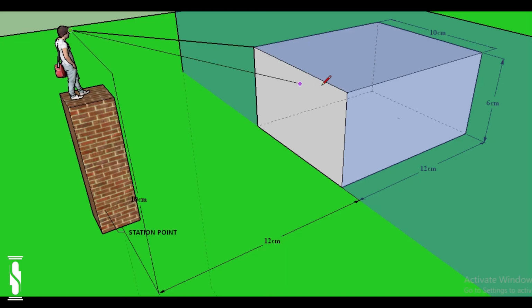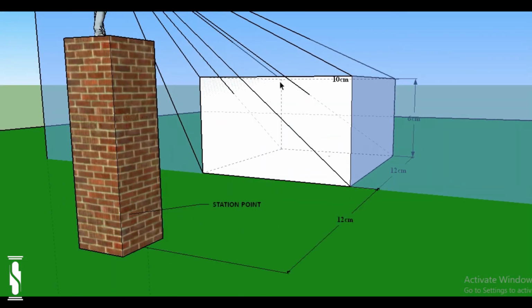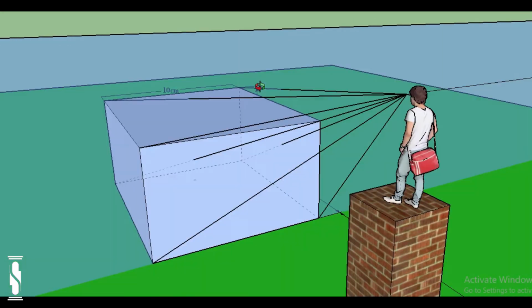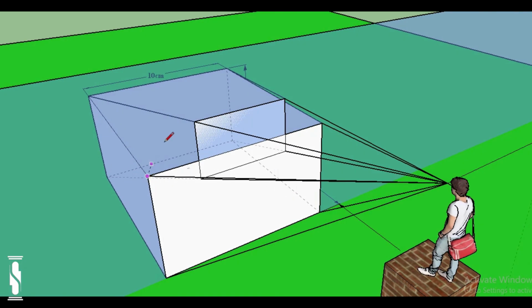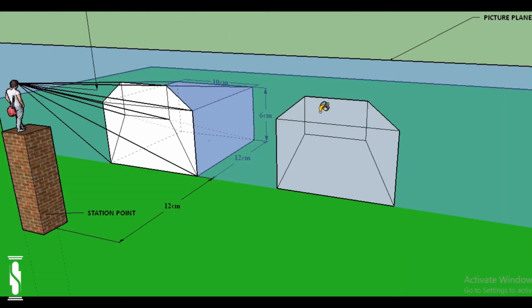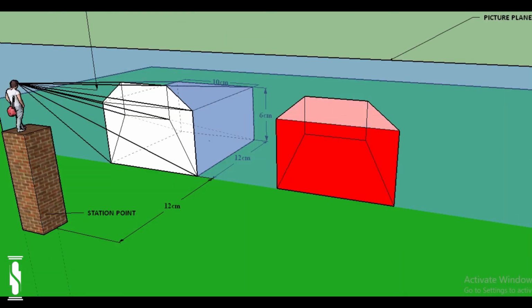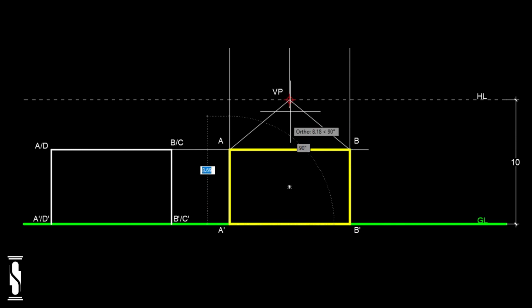The line or surface which are parallel to picture plane will be made parallel to the ground line in one point perspective. The line or surface which are perpendicular to picture plane will be receded to horizon towards the vanishing point. So, join the point A, B, B dash, A dash to the vanishing point VP.